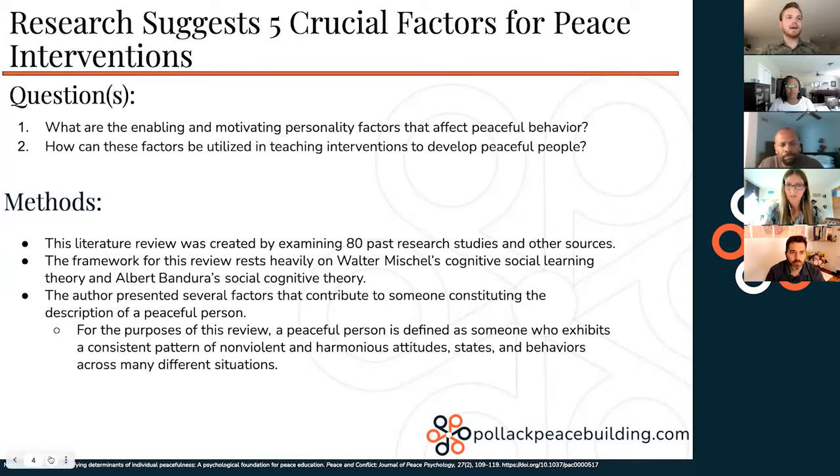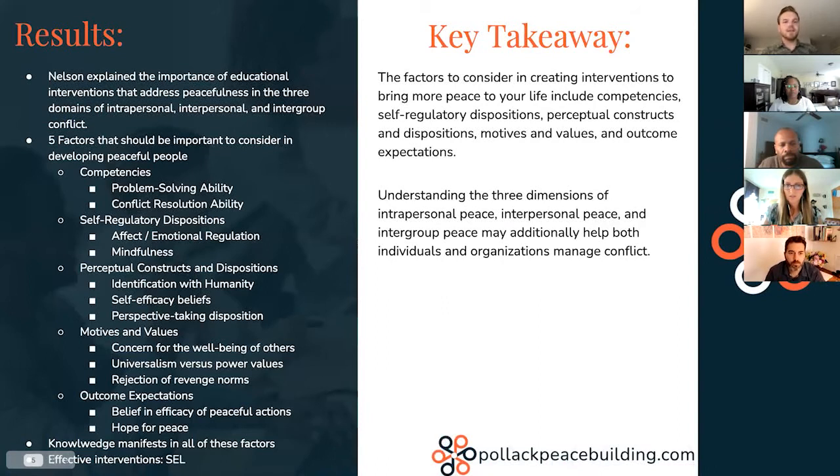After analyzing what past research has to say about this, the author first explained the importance of educational interventions focusing on the 3 domains of intrapersonal peace, interpersonal peace, and intergroup peace. The main reason he pointed this out is that peacefulness is valued in each of these domains, but also peacefulness in one domain affects peacefulness in the other domains. So intrapersonal peace will affect interpersonal peace. Interpersonal peace can affect both intergroup and intrapersonal peace. And so neglecting one nullifies the effectiveness of the educational interventions. That's why he started us out looking at these 3 domains.